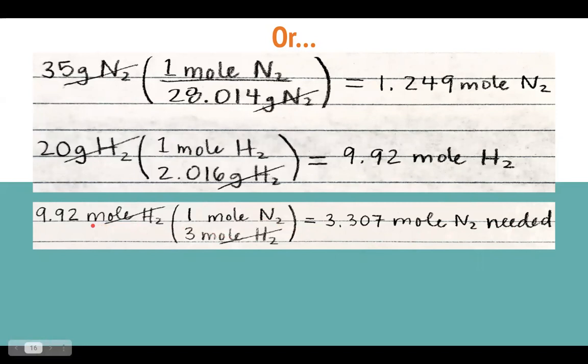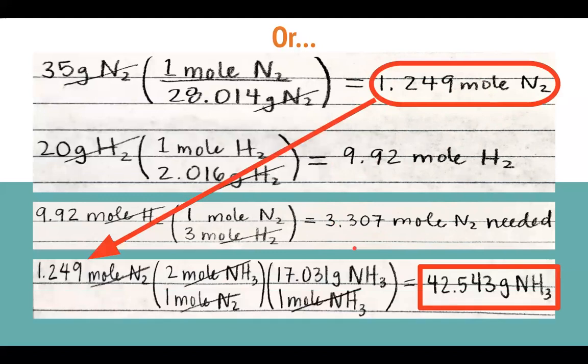And basically what this means is, for this amount of moles of this reactant, how many moles of the other reactant do I need to make a full product with this amount given? So hopefully that made sense. So with the 9.92 moles of hydrogen, I would need 3.307 moles of dinitrogen to make a full product. But as you can see, I only have 1.249 moles of nitrogen given. So I know that this is the limiting reactant because I have less than I need. It's going to limit the amount of product that I can make.